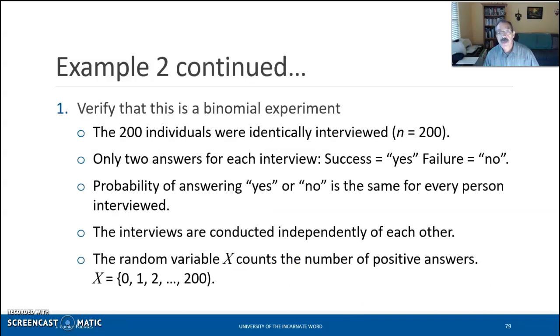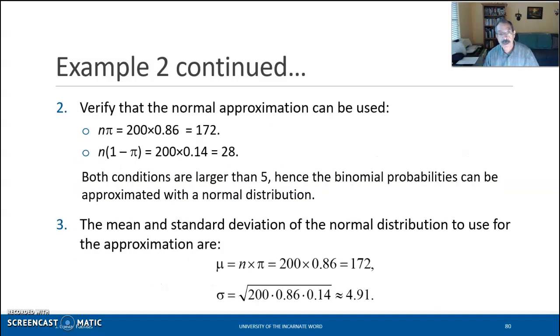All right, let's see if we have a binomial experiment. There are 200 individuals that were identically interviewed, so we can claim that we have 200 identical interviews with only 2 answers for each interview. Yes, they use Chrome. No, they don't use Chrome as their browser. The probability of answering yes or no is the same for every person interviewed. The problem doesn't say it, but we can assume that these interviews were conducted independently of each other, so the answer of one person does not influence the answer of another person. And the random variable x counts the number of positive answers from 0 all the way to 200. So we can say that yes, we do have a binomial experiment.